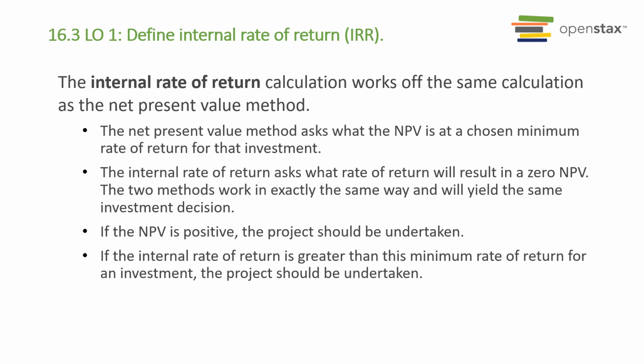The two methods work in exactly the same way and will yield the same investment decision. The decision criterion is if the IRR is greater than the minimum rate of return for the investment, the project should be undertaken. And if the internal rate of return is less than the minimum rate of return, the project should not be undertaken.